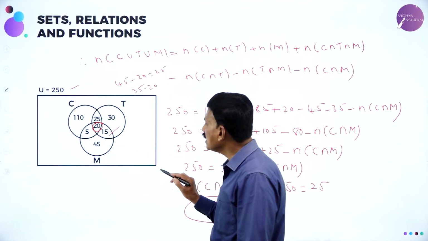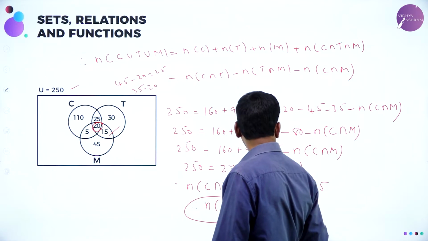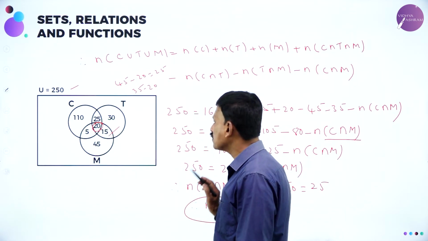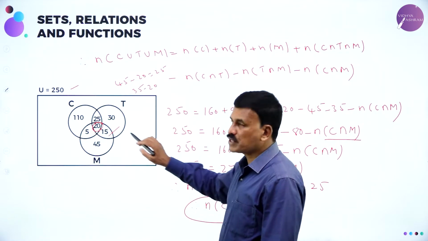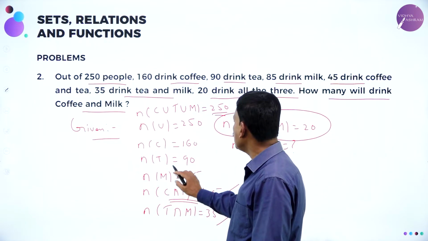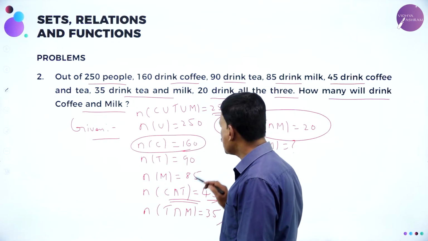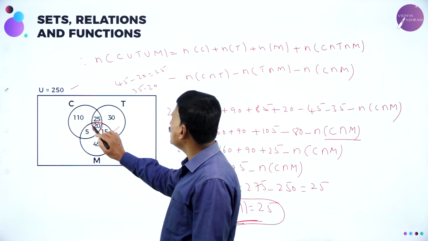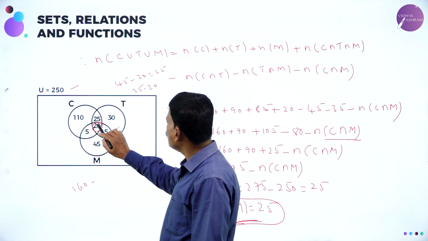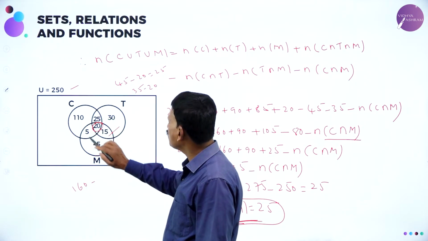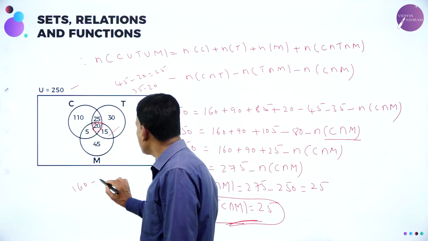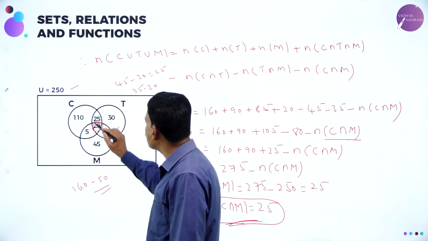Similarly, what is required to find is the number of people who are going to take coffee and milk. Coffee and milk, that is to be determined. Now, the number of people who will take coffee is 160. Here, already we have 160 minus this 25 plus 20 plus 5. That's 25 plus 20 plus 5 is 50. So 160 minus 50 is 110.